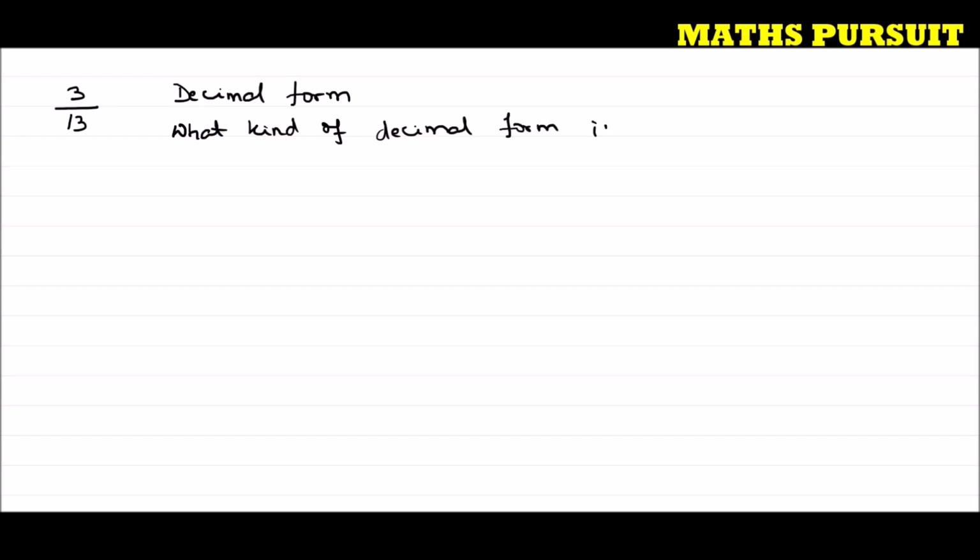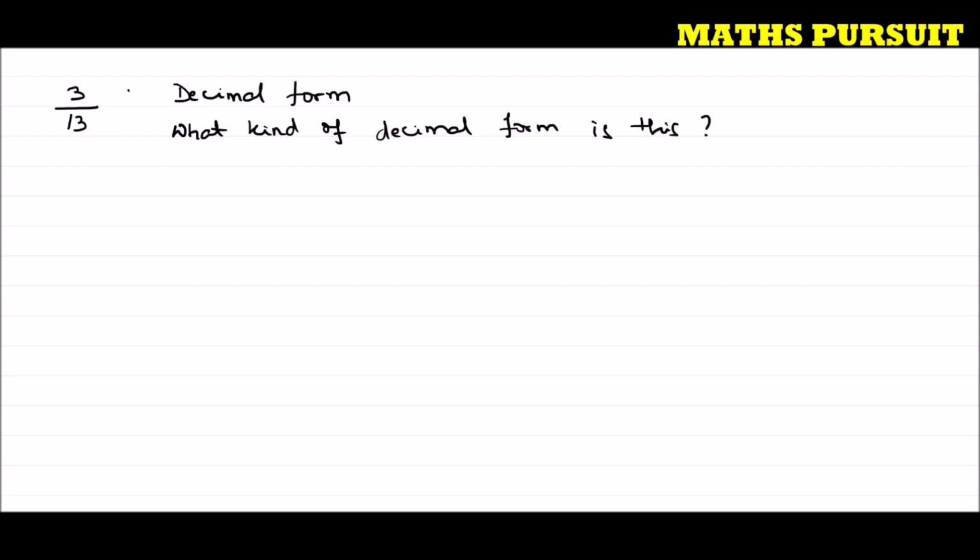The question has given us this number 3 upon 13. And we need to do two things. We need to convert this one into decimal form, and then we need to find out what kind of decimal form this is. So these are the only two things we need to do.